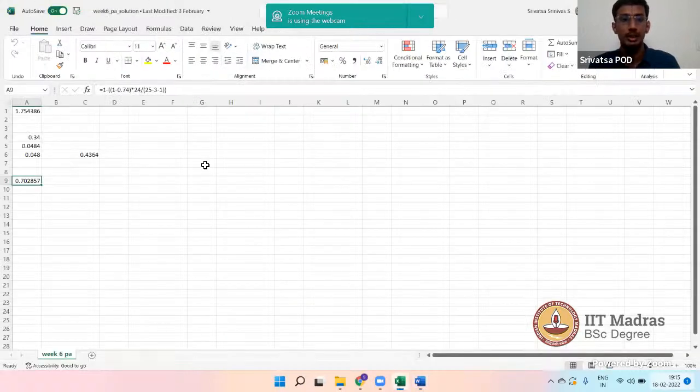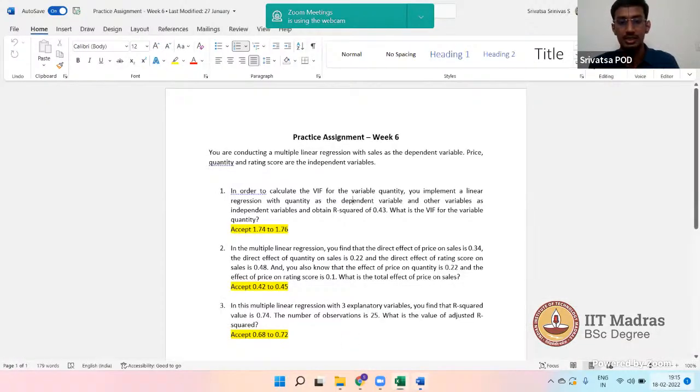So you have 3 explanatory variables. Therefore, you multiply it by 25 minus 1 divided by 25 minus 3 minus 1. And the adjusted value of r squared turns out to be 0.7 in this case. And it's slightly lower than the actual r squared value. So these were the 3 practice assignment problems from week 6.